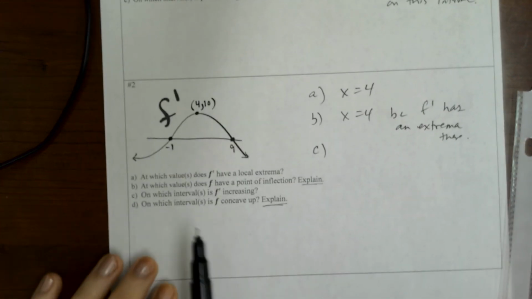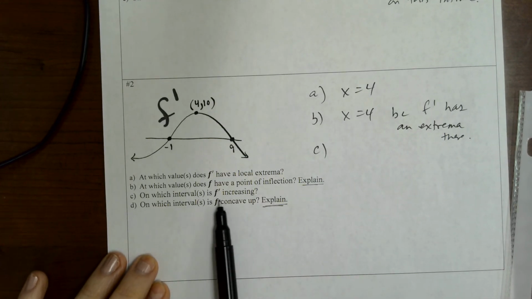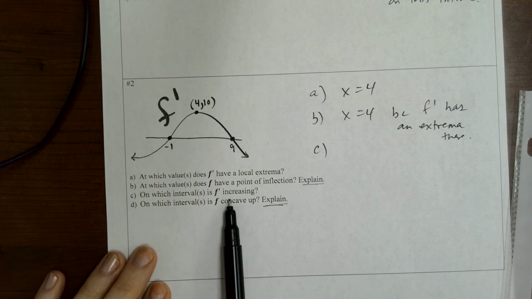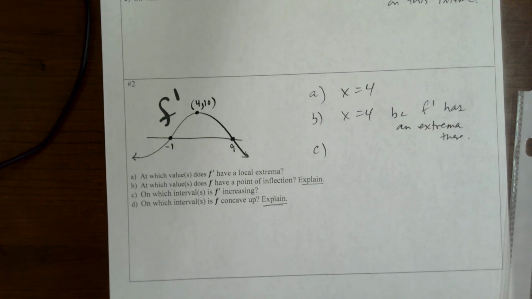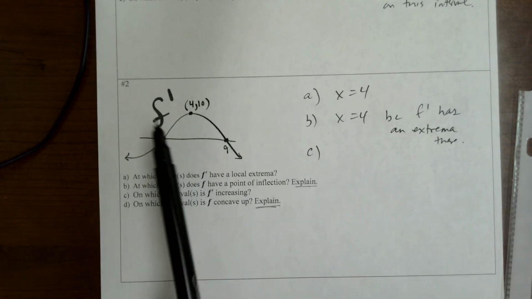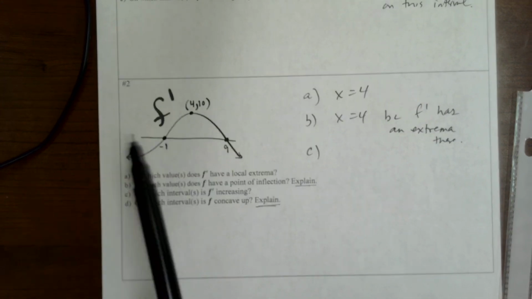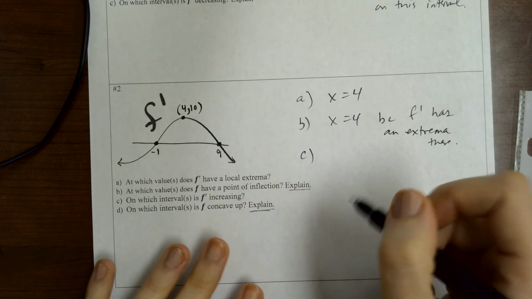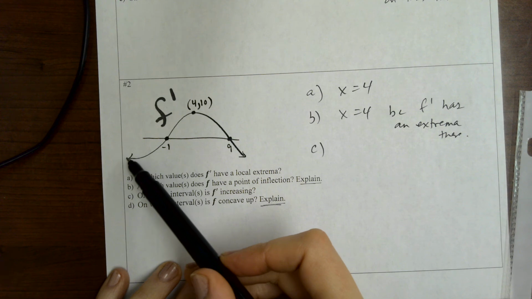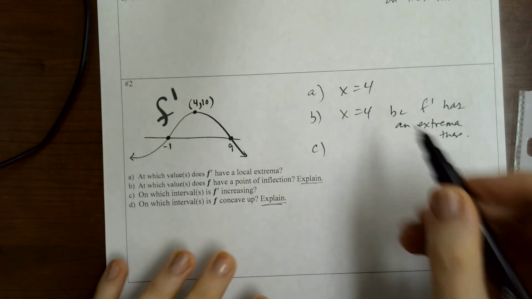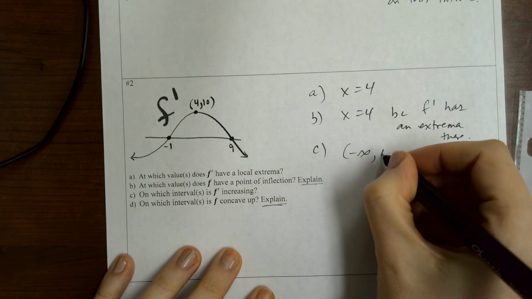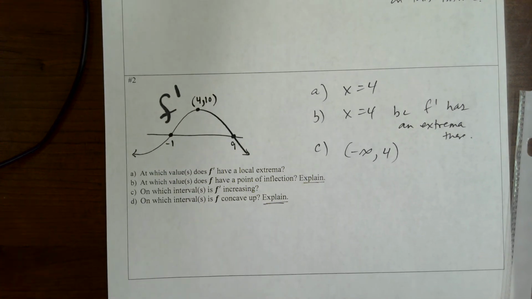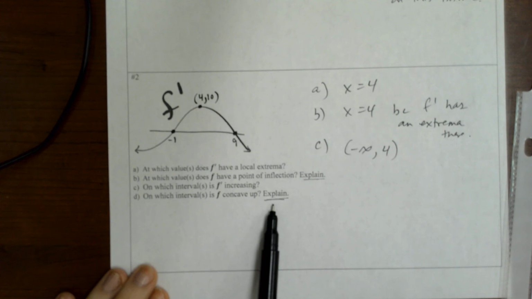Okay, C, on which interval or intervals is f prime increasing? Guys, this is f prime, so you're looking at it. You can just see with your eyes where it is increasing. It is increasing from negative infinity up to 4. We don't have to explain why. It's right in front of us. That is f prime.